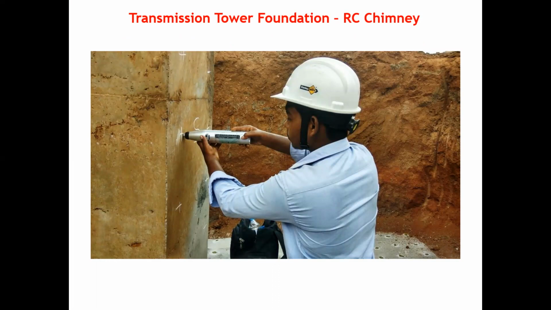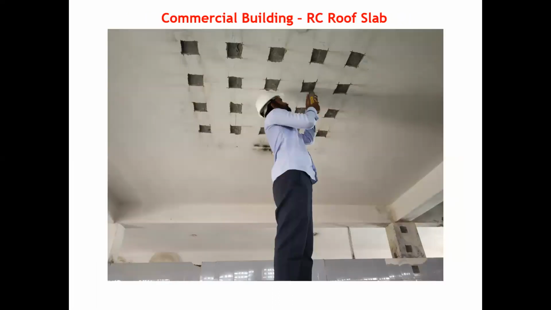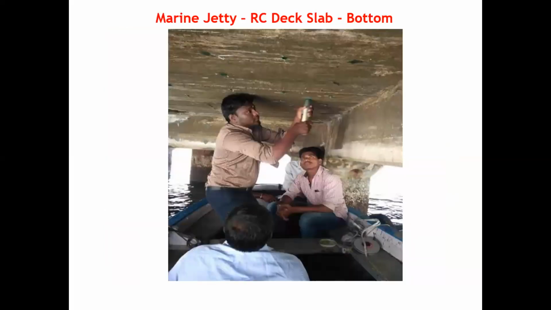Now on field, this is being done on a transmission tower foundation, an RC chimney, a commercial building, an RC roof slab. Please do remember that when you want to do this on concrete which is already plastered, we need to remove the rendering, which is the plastering, because our intention is to find the surface hardness of the concrete, not of the plaster. So we need to chip off about 100 by 100 mm and then do the grinding and then start taking the readings from the parent concrete.